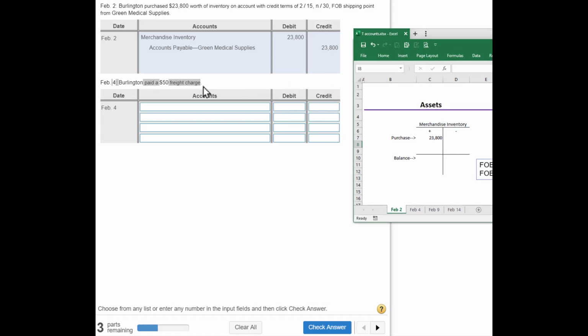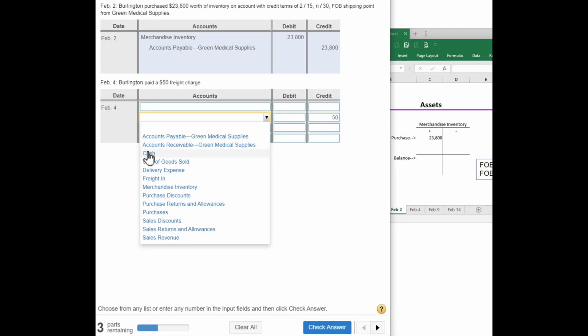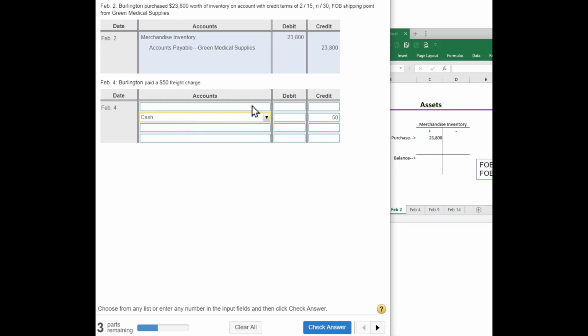question becomes, well, let's start with cash first. I always like to start with the easiest account to figure out. Which way is cash going? Cash is going down. So cash is an asset, so it goes down on the credit side. So I'm going to lower cash, and I have to put it on the second line because debits go first.